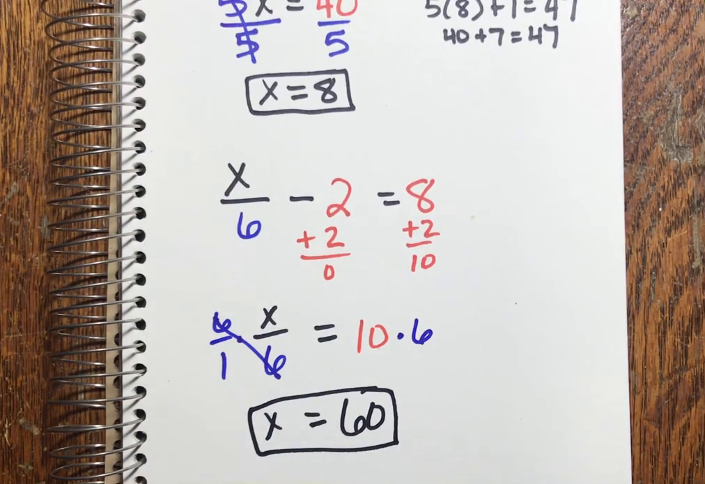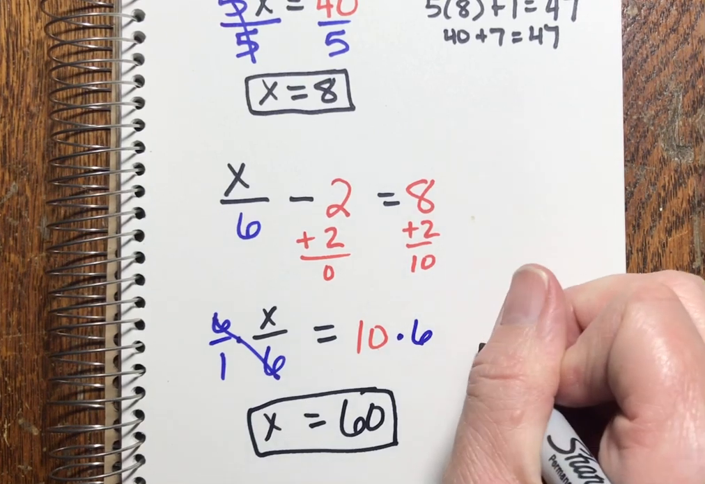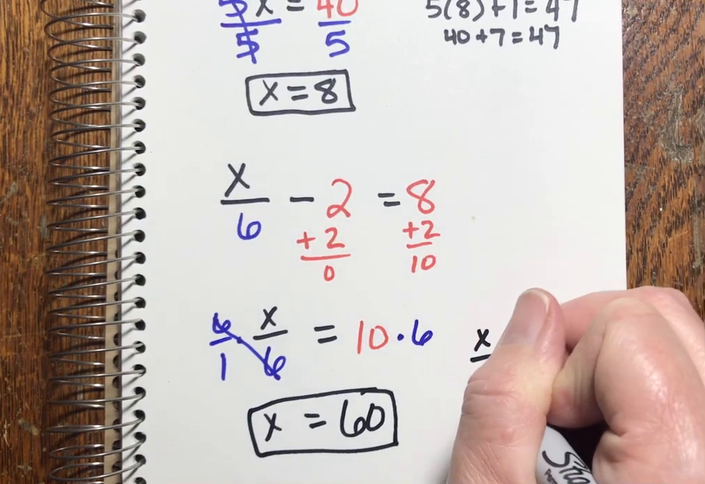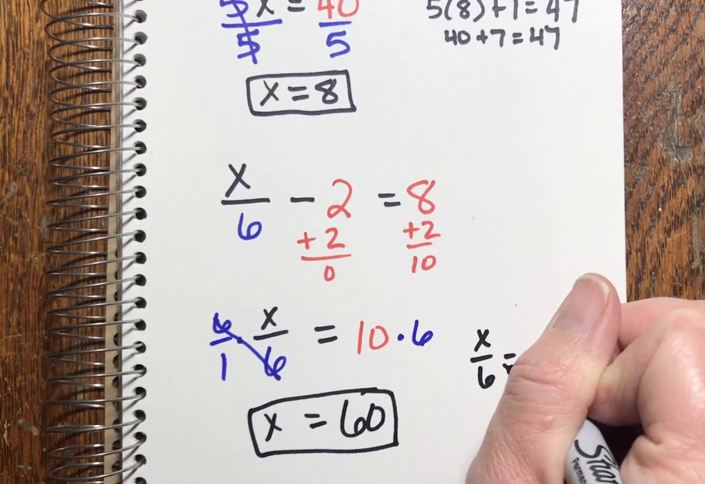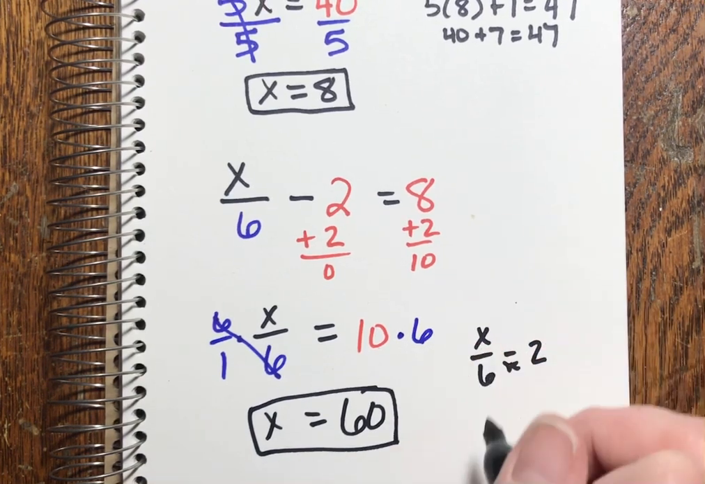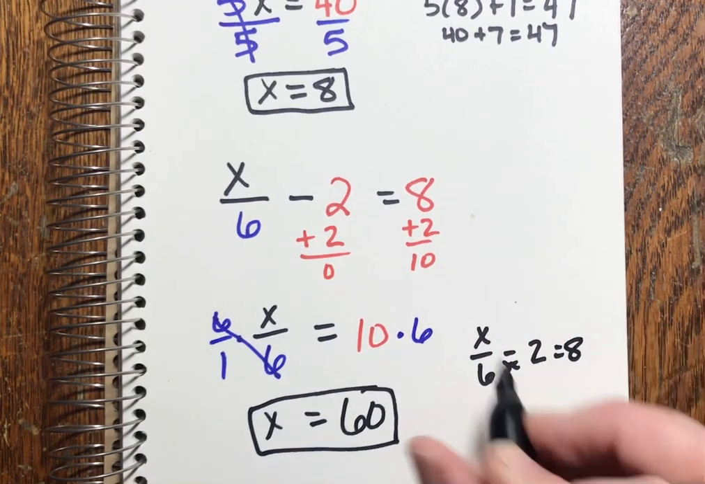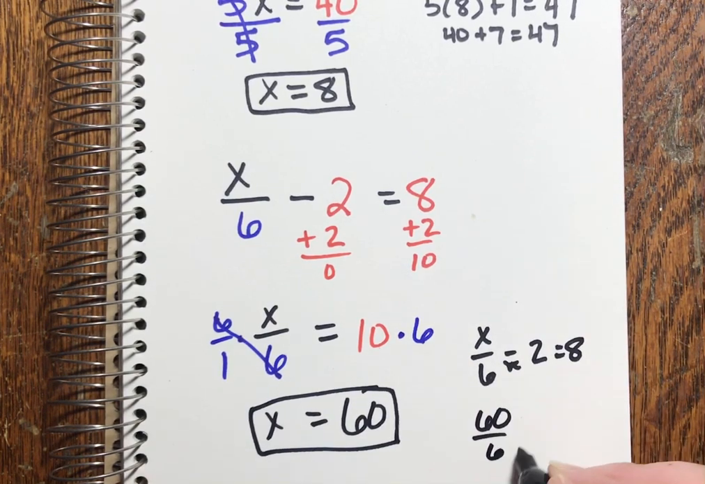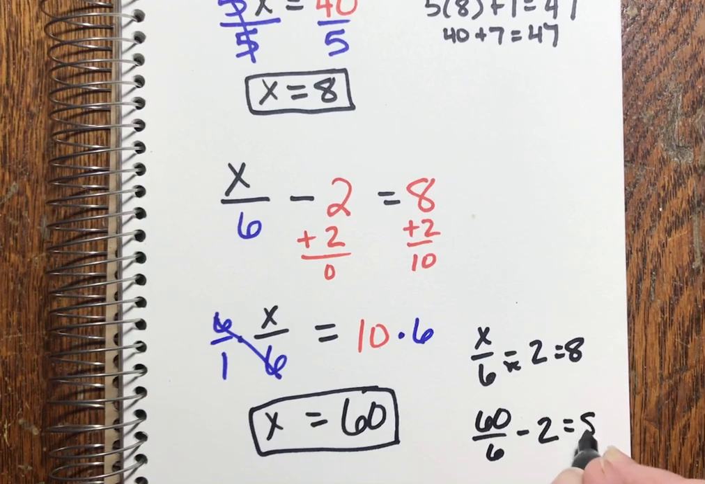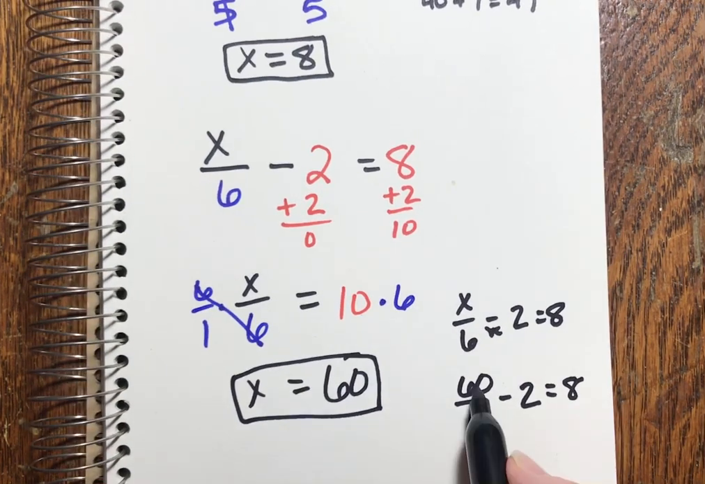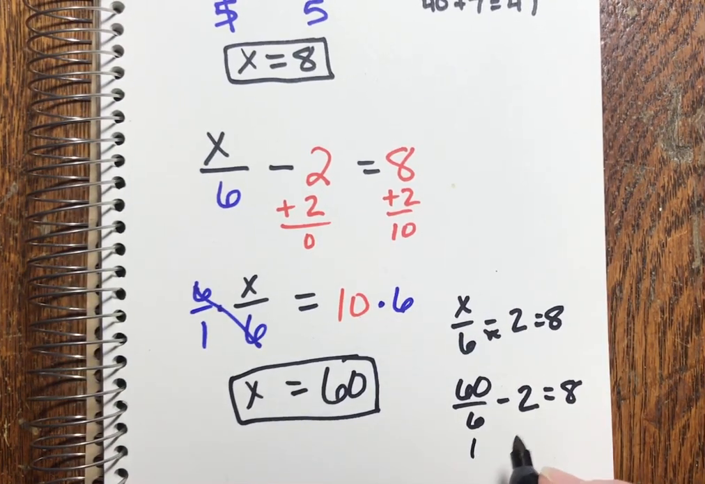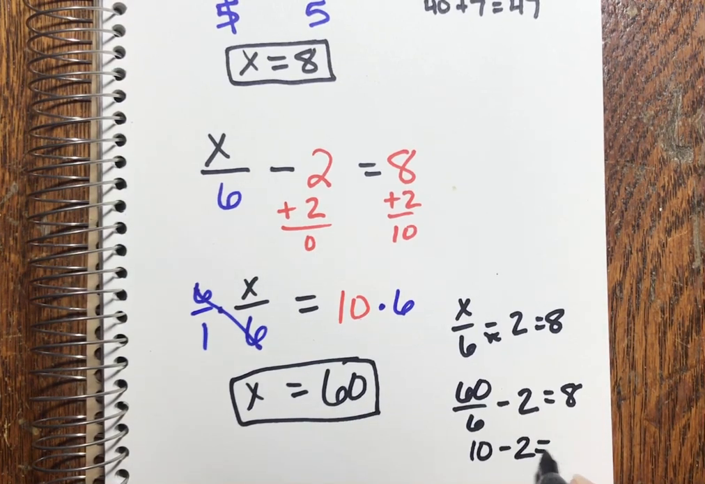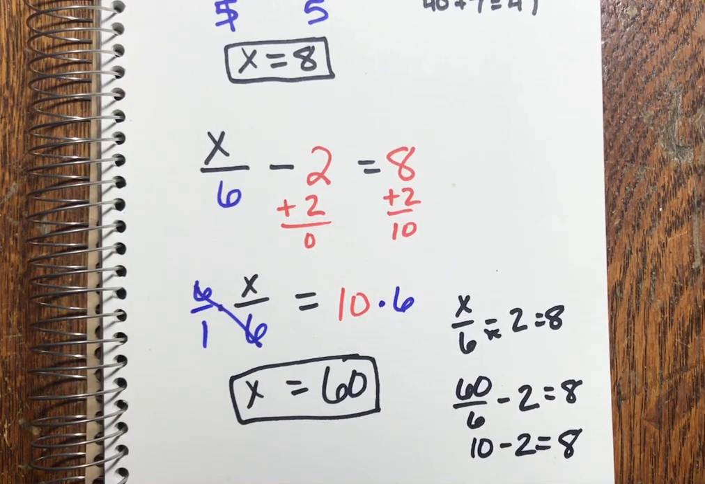I'm going to double check my work just like I did on the first one. x over 6 minus 2 equals 8. Replace the x with a 60. 60 over 6 minus 2 equals 8. 60 divided by 6 is 10. 10 minus 2 does equal 8. So the solution to my equation is correct.